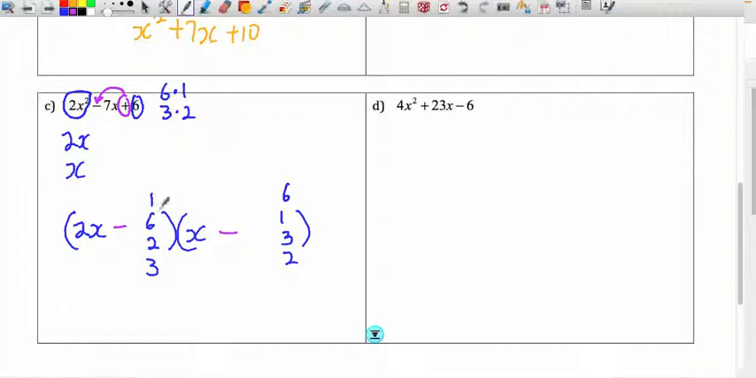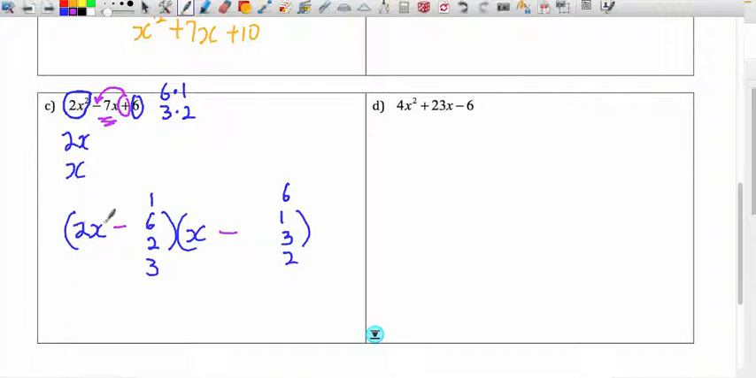And now I'm just going to test these sets of factors to figure out which pair is going to give me minus 7x. So if I did 2x times 6, that would give me 12. 1 times x would give me 1. 12 and 1 both being subtracted, minus 12 minus 1 is not going to give us minus 7. If I do 2x times 1 and 6 times x, I'm going to get minus 8. 2x times 3 is going to give me 6x. 2 times x is going to give me 2x. Once again, I get 8.